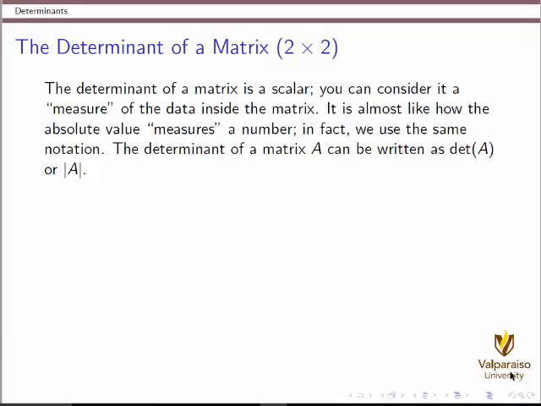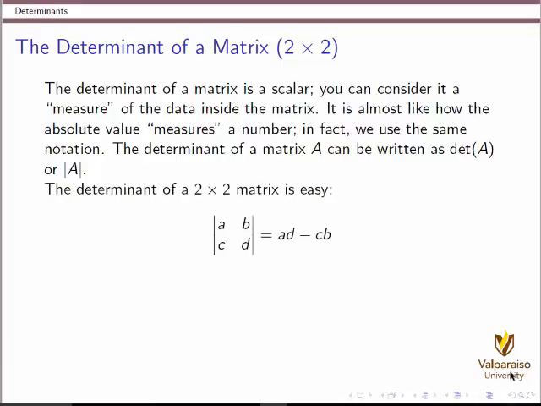Okay, and it kind of measures the data inside the matrix, sort of like an absolute value will measure a number. And we even borrow that notation. So det(A) means determinant, and so does a matrix name like A with bars around it. That means you're looking for the determinant.